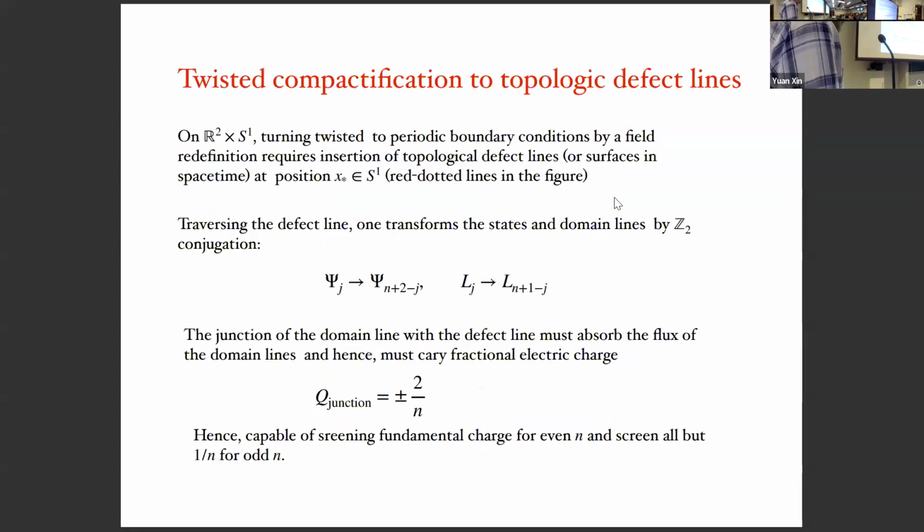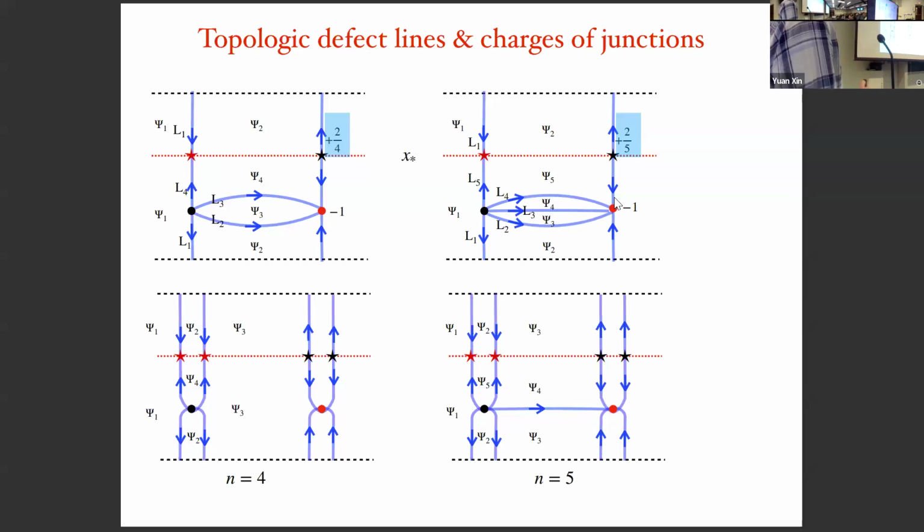And now, okay, let me go back. The junction of this defect line and these domain lines must absorb the flux. For example, here the flux is 1/4 coming from there, 1/4 from there. So this junction must carry an electric charge, a fractional electric charge, -2/4, and this one +2/4, -2/5, +2/5, and so on and so forth. So these junctions must support some amount of.